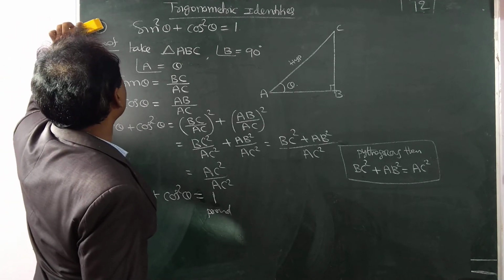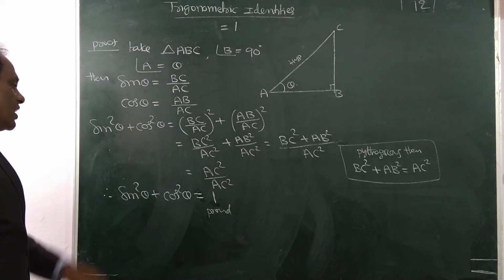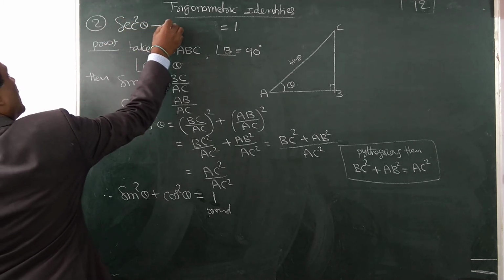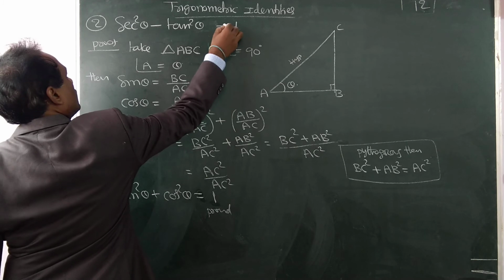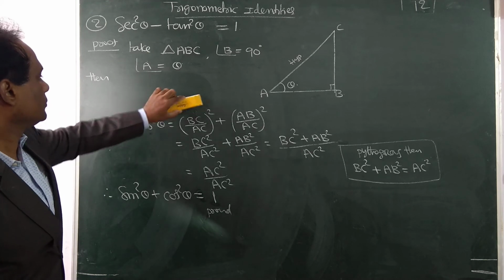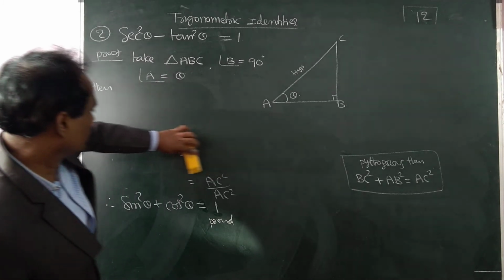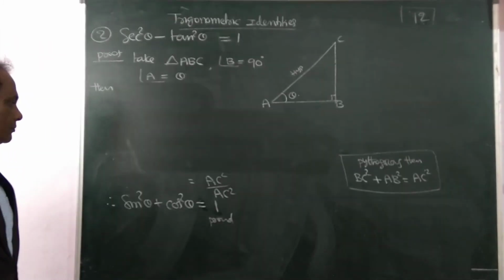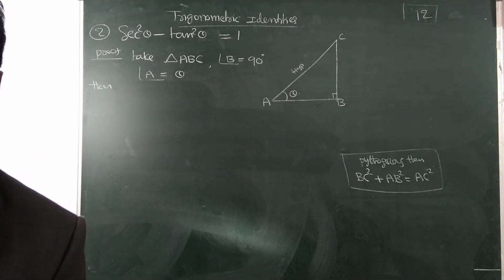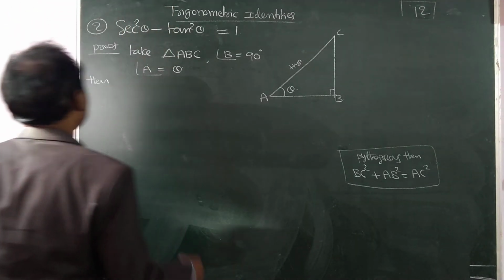I told that there are three identities in this chapter. The first identity we completed, and the second is secant square theta minus tan square theta is equal to 1. This is another identity we have to prove. Secant square minus tan square is equal to 1. To prove this also, I am taking the same approach.